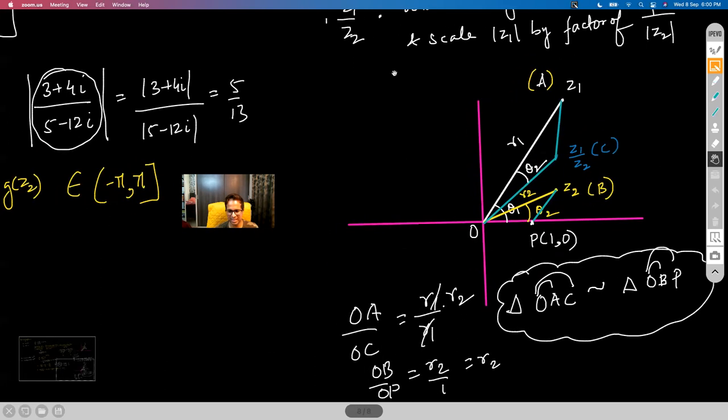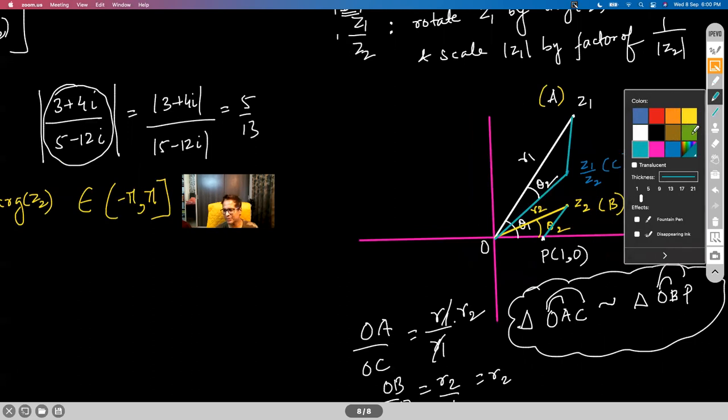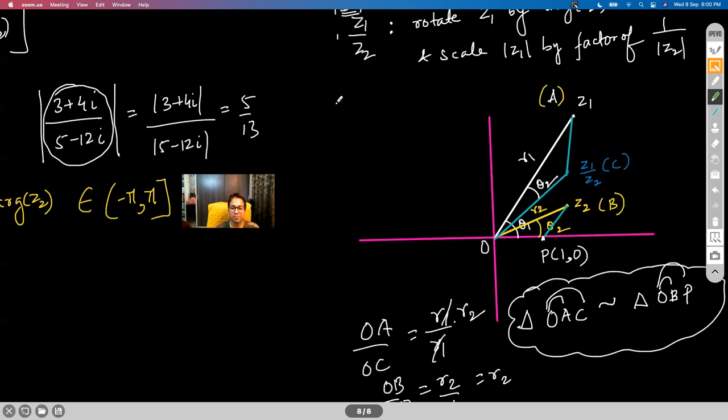Let me just write it down here. If I say make a triangle OBP which is similar to triangle OAC, there is already theta 2 here, and this is already theta 2 here. So you need to choose this point, and it has to be on the real axis. Let's say I don't know this point; for the time being I'll call it A comma 0. As per the proportionality, you will have OB by OP equal to OA by OC.